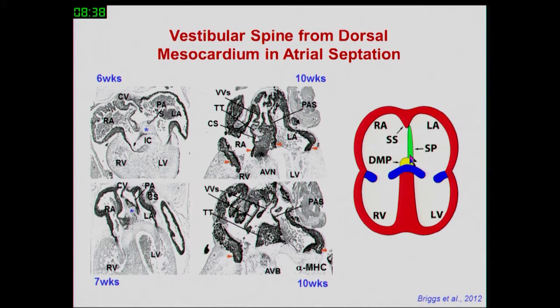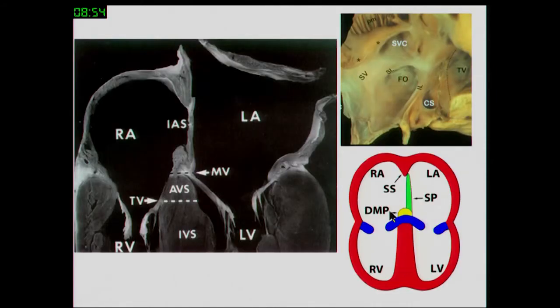Here is the final arrangement of the atrial septum in the embryonic heart: septum primum, septum secundum, and then the vestibular spine, the lower portion between the septum primum and the endocardial cushion. This picture shows the atrial septum in the adult heart. You can recognize that the inferior rim of the fossa ovalis is located at the same site as the vestibular spine.